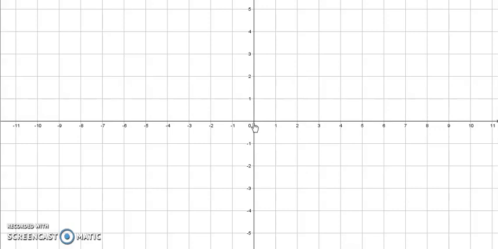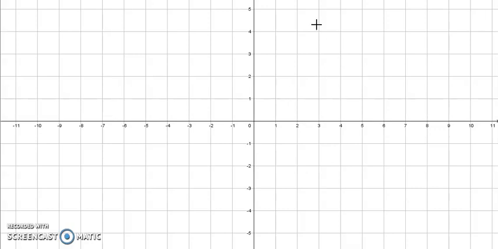The x-coordinate tells us how far we've moved from the origin, either right or left, and the y-coordinate tells us how far up or down we've moved from the origin. So using those two numbers, we're able to describe the position of a point anywhere on the plane.